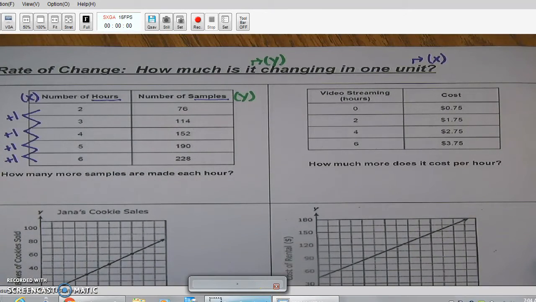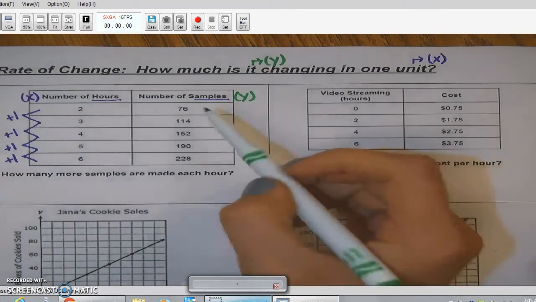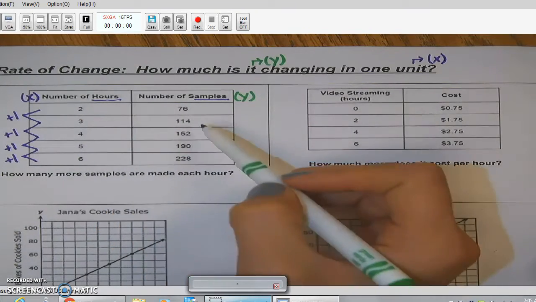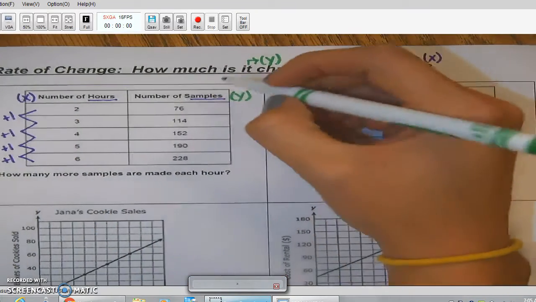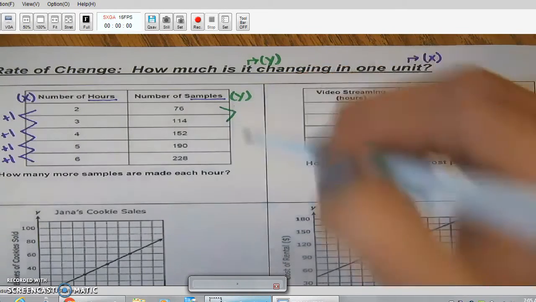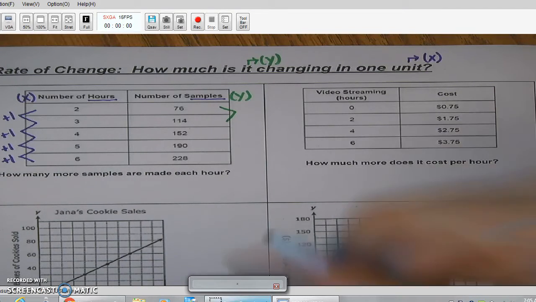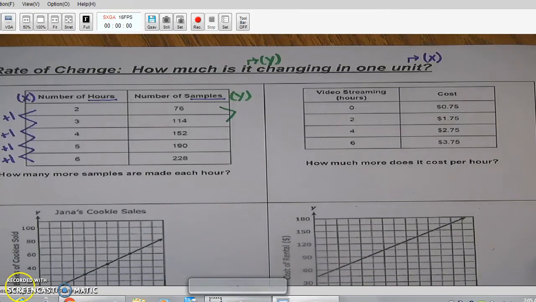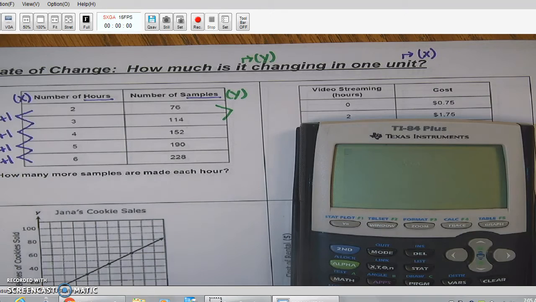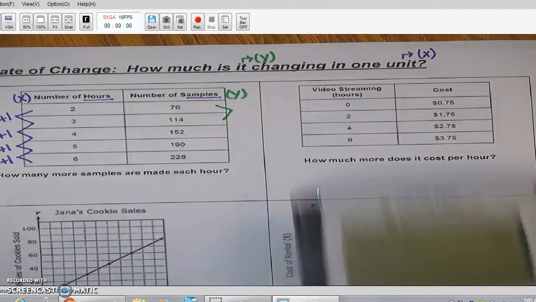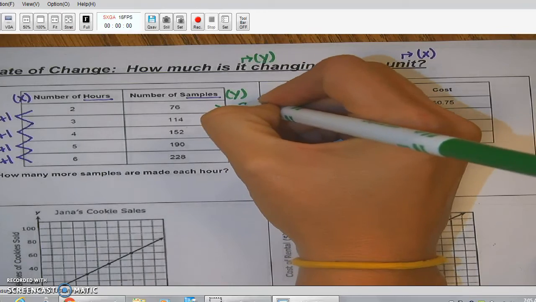Okay, now I want to do the same thing with my y values. So I'm looking at the number of samples. My first number of samples for 2 hours is 76 samples. Then at 3 hours, it increased to 114. So I want to know how much did it increase by. So we can subtract 114 minus 76. I know if it's at 114 and it was at 76, it increased by 38. So I'm going to put plus 38 here.